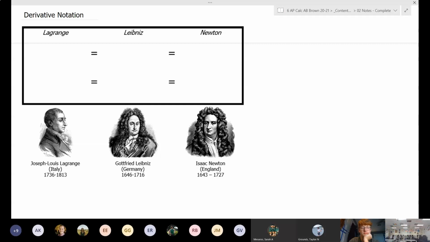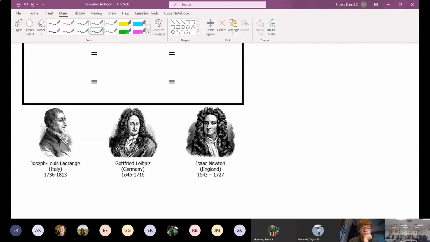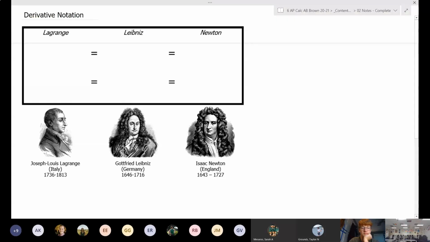So Sir Isaac Newton, most of you have heard of him before in science class, but he is considered one of the fathers of calculus. We have Leibniz. He also is considered a founder of calculus. Him and Newton kind of discovered calculus around the same time. And then we have Lagrange, who worked in calculus a little bit later, but we also have his notation as well. The Lagrangian notation is one of the more common notations we use.